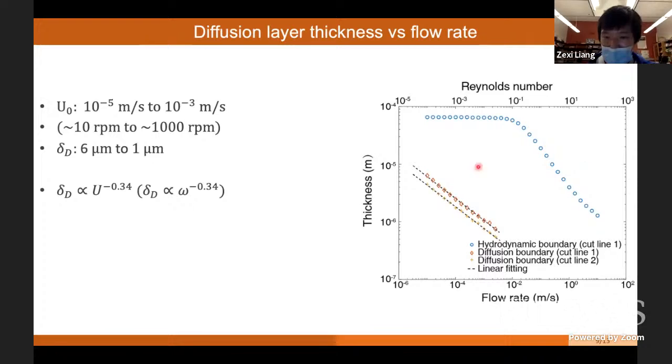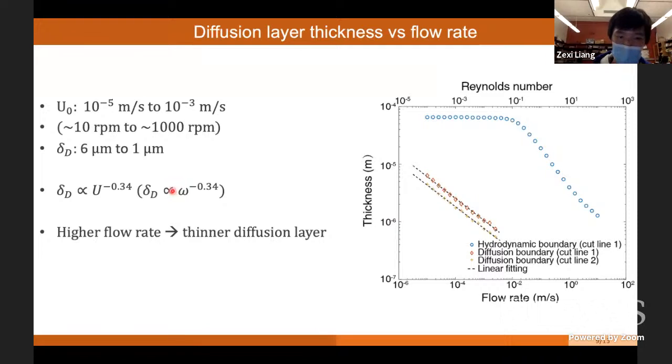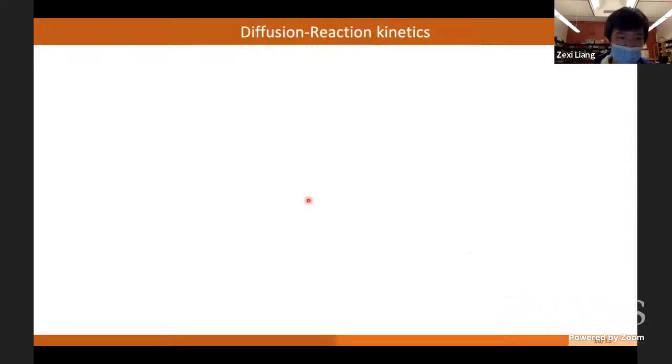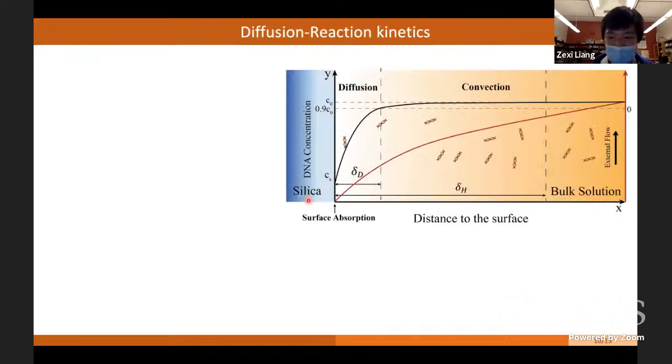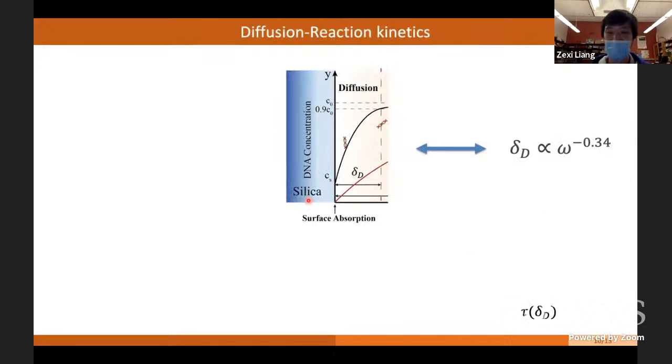And they also show a pretty nice scaling between the thickness of the diffusion layer, delta D, and the flow rate, with an exponent of minus 0.34, which also indicates that delta D scales with the spinning speed, omega, to the minus 0.34. So a higher flow rate offers a thinner diffusion layer. And we want to understand how the thinner diffusion layer affects the entire kinetics of our absorption system.